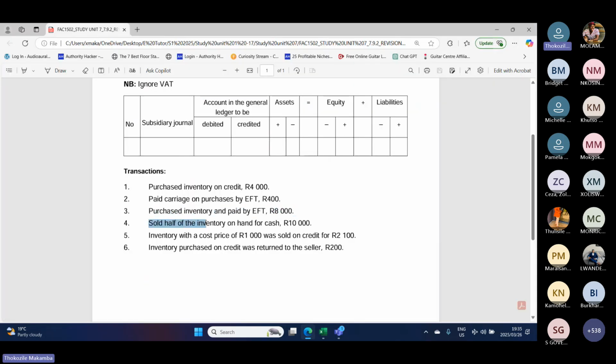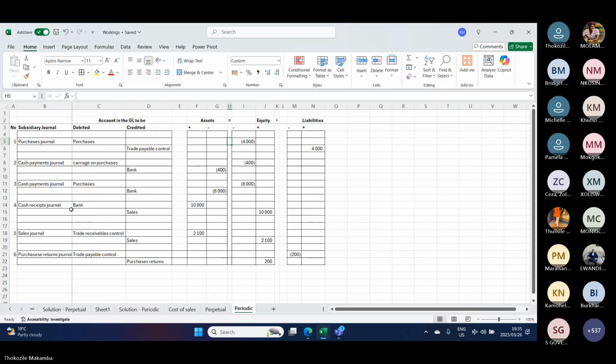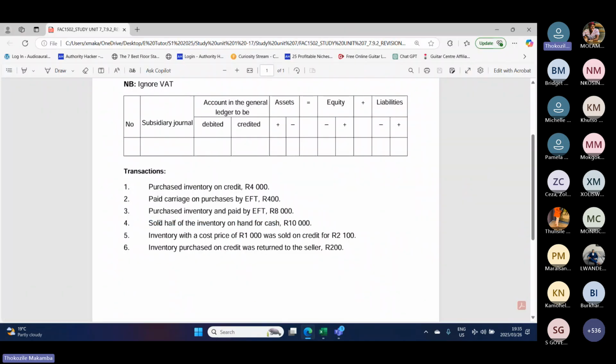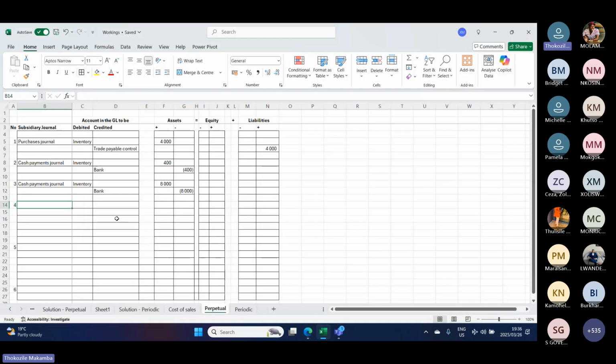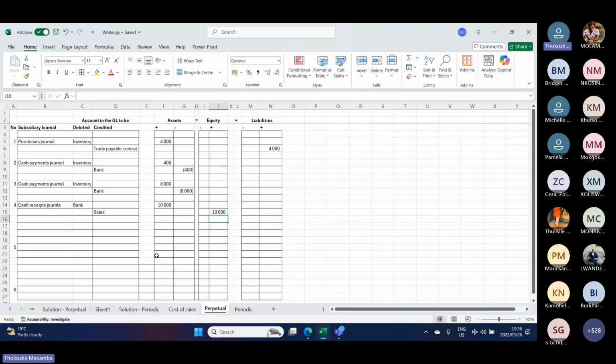Sold half the inventory on hand for cash, 10,000 Rand. Now, because we're in the periodic system, we can't just record the sale. Remember over here, we said we sold half the inventory for 10,000, but we only recorded the sale, not the cost of the sale. But because we're in the perpetual, we have to record the cost of the sale. So let's deal with the selling of this inventory. We sold it for 10,000 for cash, so we are in the cash receipts journal. We debit bank and credit sales. Debiting bank means our assets are up 10,000, and crediting sales means our equity is up 10,000.